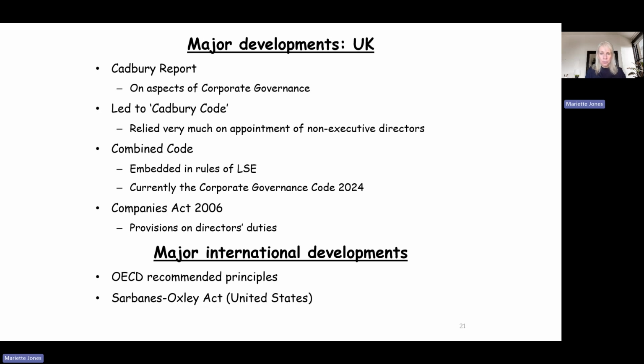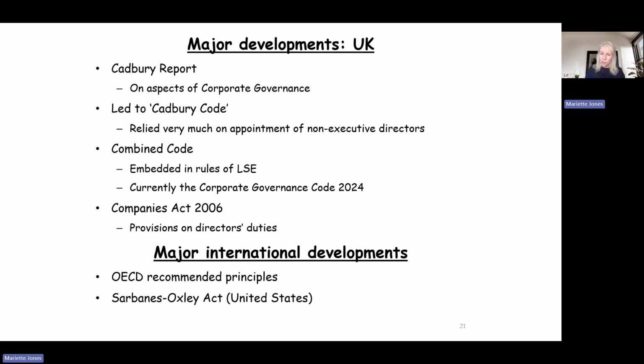In the UK, the key developments leading to our current corporate governance regime include the following. The Cadbury report kicked it all off in the early 1990s. It emphasized the role of non-executive directors. The Cadbury Code in time became the Combined Code, which went through several iterations into corporate governance codes, and the latest corporate governance code is the one published in 2024. The Corporate Governance Code is the UK's premier soft law instrument on corporate governance.